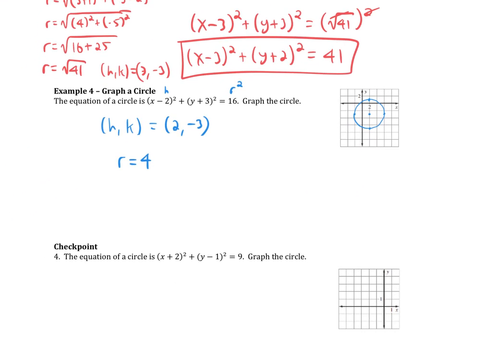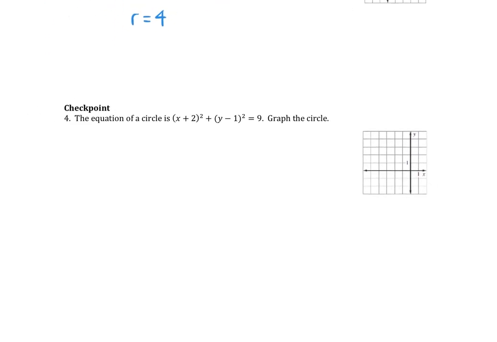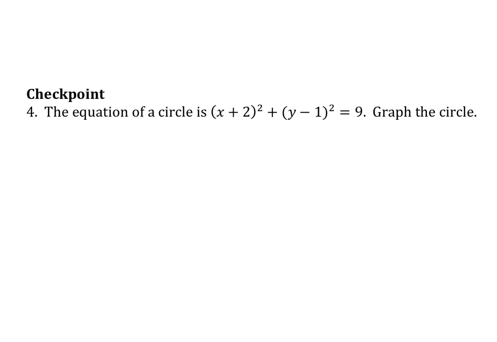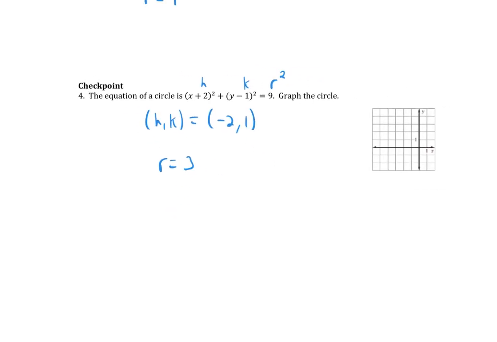Why don't you guys go ahead and try checkpoint 4, see how you do. All right, so down here, same thing. We need to find our h, k and our radius here. So this one is going to be h, k is negative 2 and positive 1. And this is radius squared here. So square root of 9 would be 3.